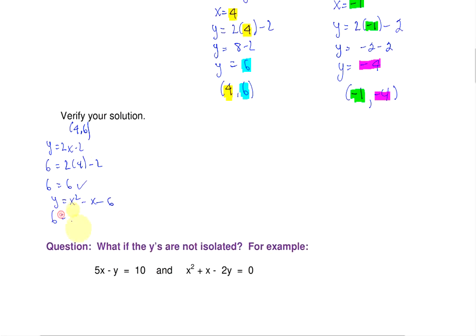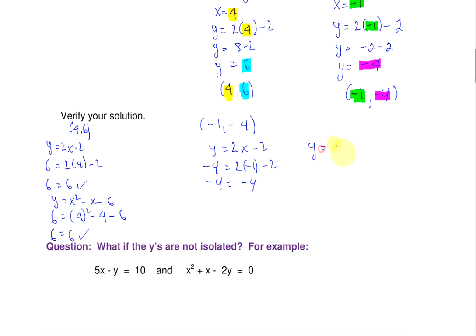Y is 6, x is 4. And I get 16 minus 4 is 12, and 12 minus 6 is 6, so that works. So let's check our point negative 1 and negative 4. Our linear function, 2x minus 2, y is negative 4. And I get negative 4 equals negative 4.